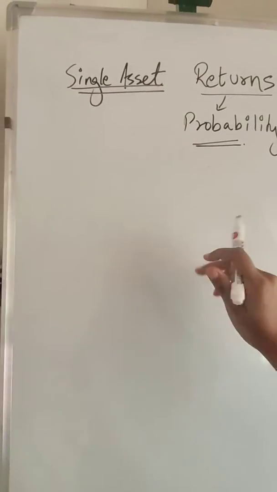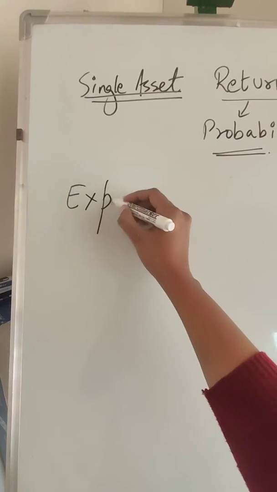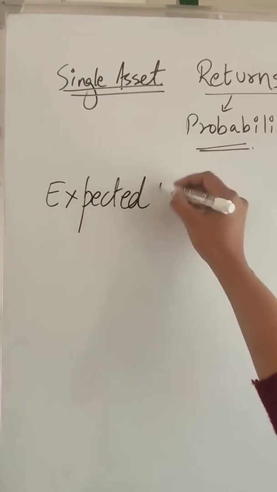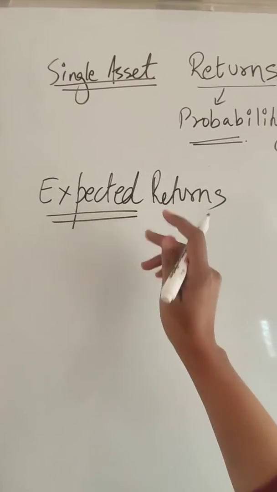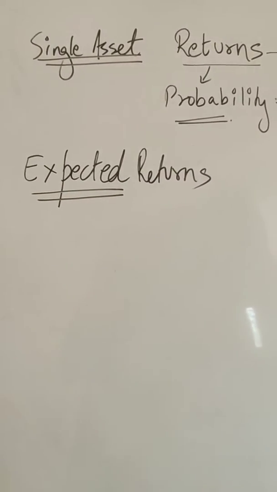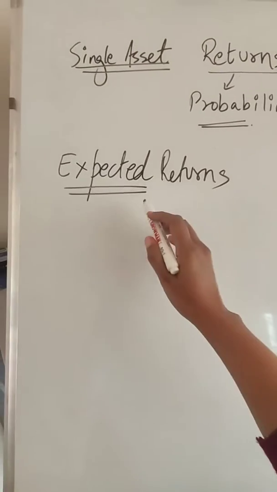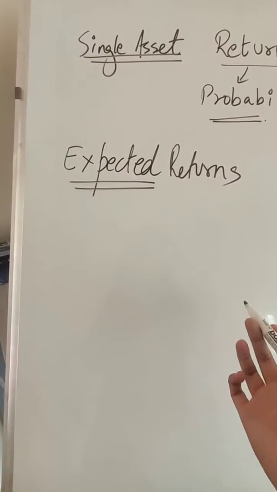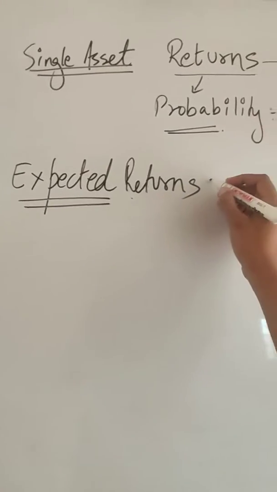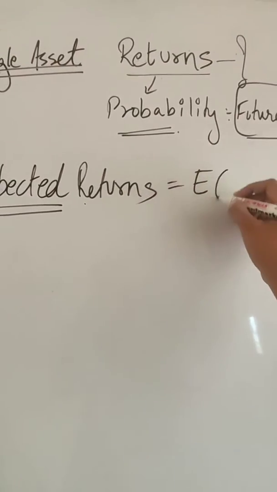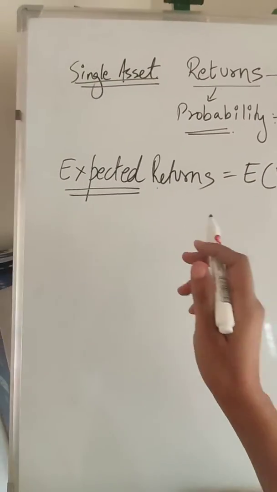Now, for this reason, we will start by calculation of expected returns. The word expected is added because you are expecting the return in future. This probability is associated with it, and hence it is not the actual return but the expected return. The short form is E bracket R. This is how you write down expected return.